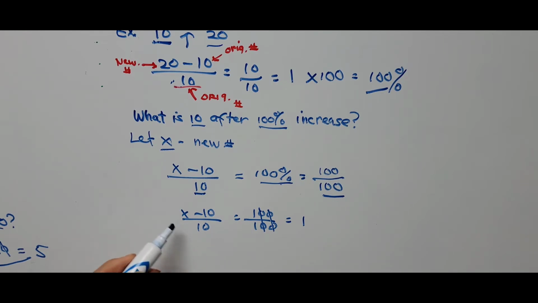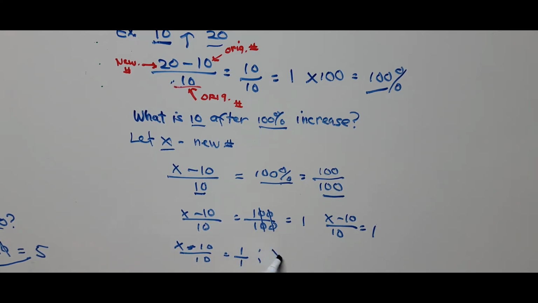So now we're solving for the value of x. This is now x minus 10 divided by 10 is 1. This simply means the same as 1 over 1. So simplify that, cross multiply.